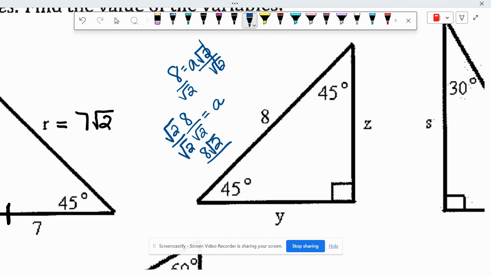But what is the square root of 2 times the square root of 2? You have calculators in front of you. If you don't know the math, if you can't look at it and do it, then put it in a calculator. What is the square root of 2 times the square root of 2?